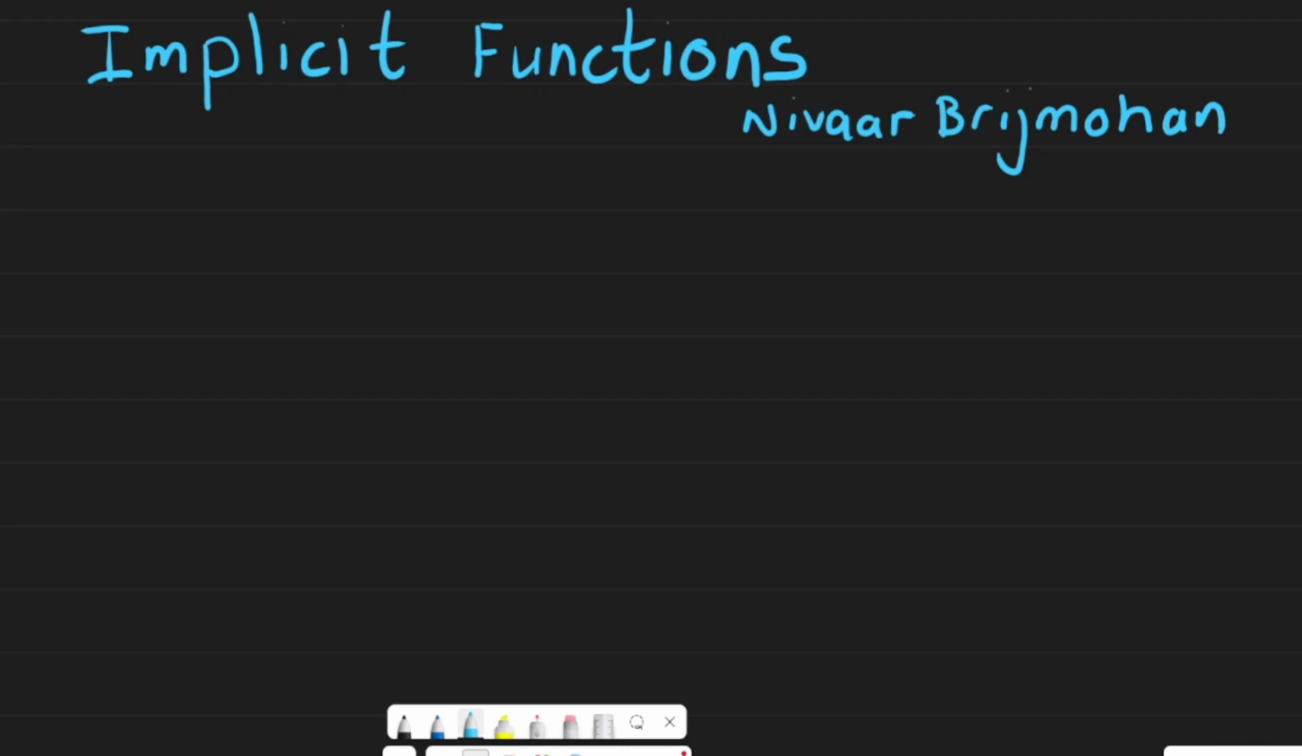Hi there. In this video, we're going to be looking at implicit functions. So firstly, we want to answer the question, what is an implicit function? An implicit function is a function in which we cannot clearly see that on the left-hand side we have all the variables, and on the right-hand side we have all the other variables.